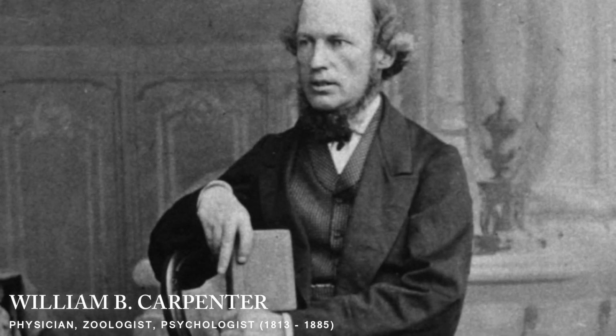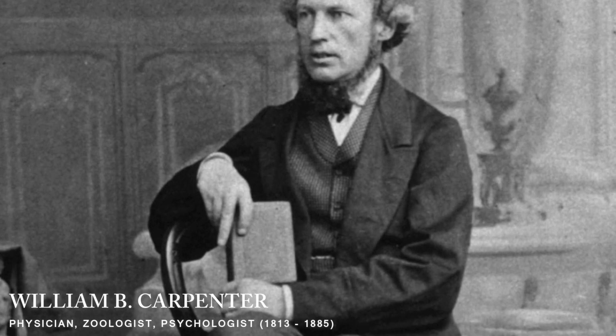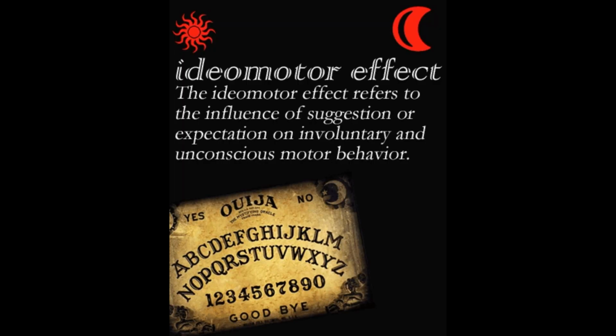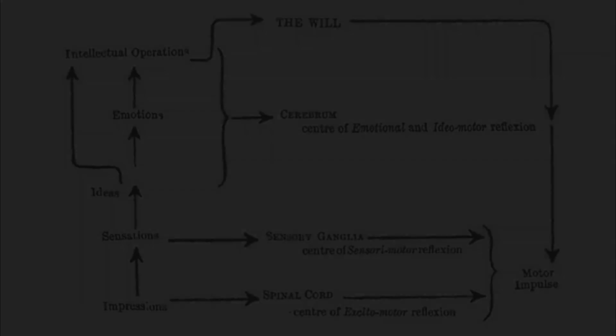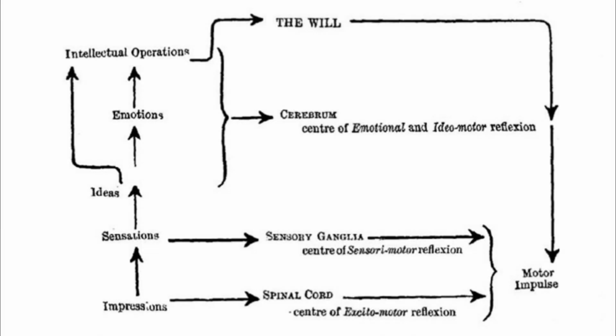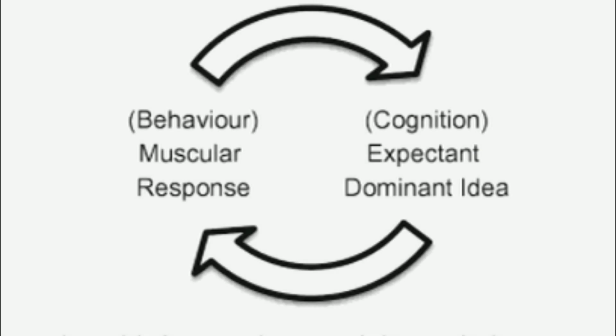In 1852, psychologist William B. Carpenter identified a third category of unconscious action, which is the ideomotor action. Ideomotor actions create the ideomotor effect. Ideomotor actions are unconscious, involuntary motor movements that are performed by a person because of prior expectations, suggestions, or preconceptions.